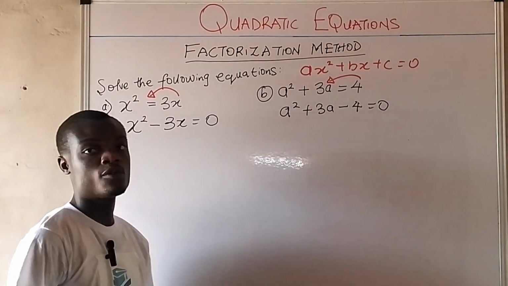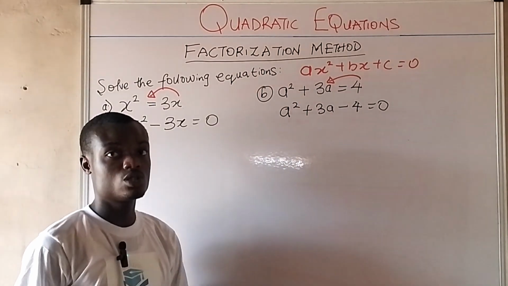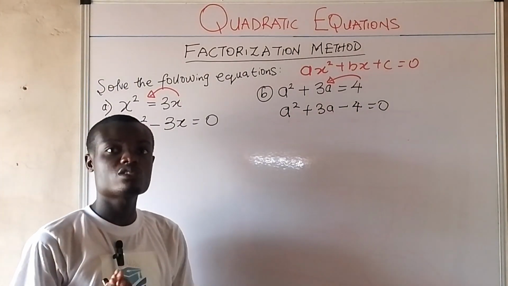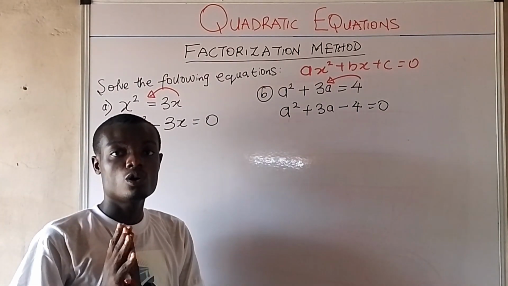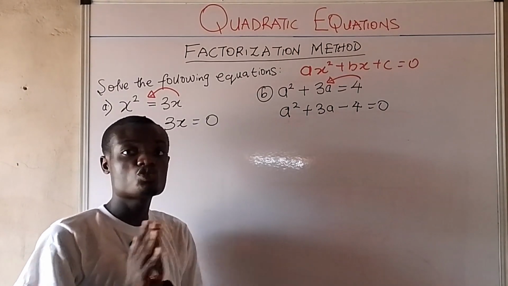Now, when you move a positive number over the equality sign to the other side of the equation, it becomes minus. When you move minus to the other side, it becomes plus. So just take note, when the addition sign or the subtraction sign, or even the multiplication and division crosses the equality sign, it changes to the opposite sign.